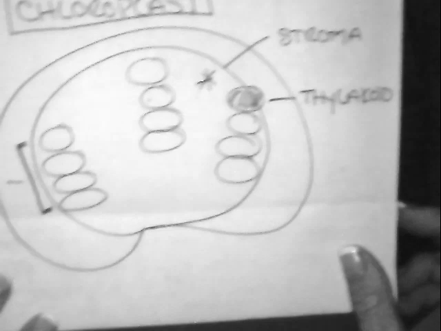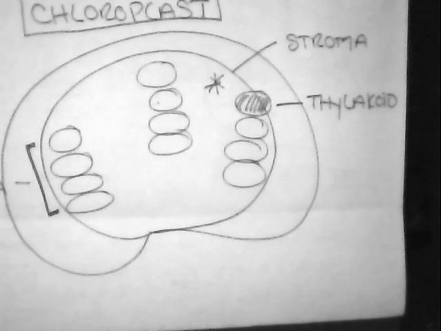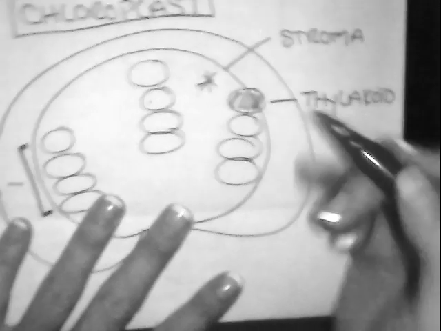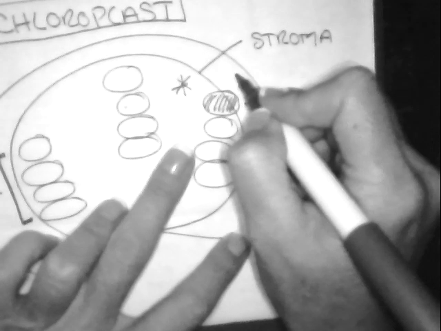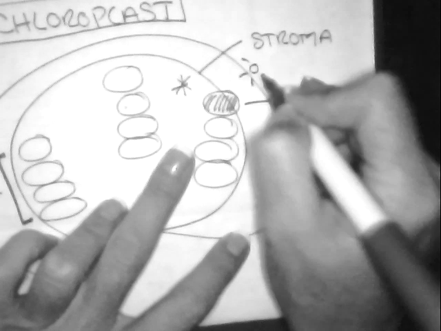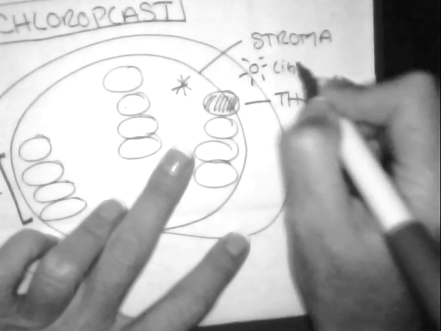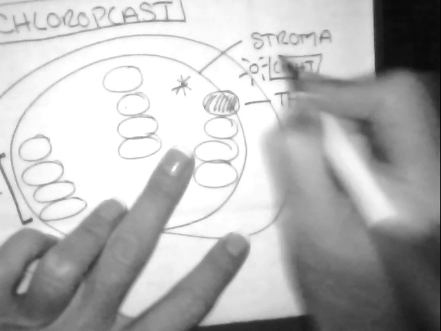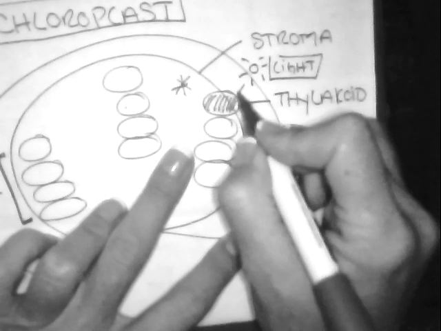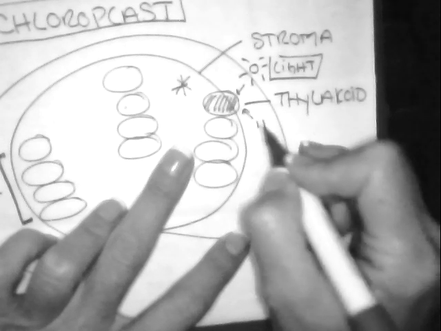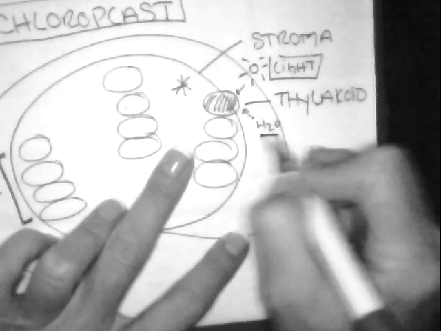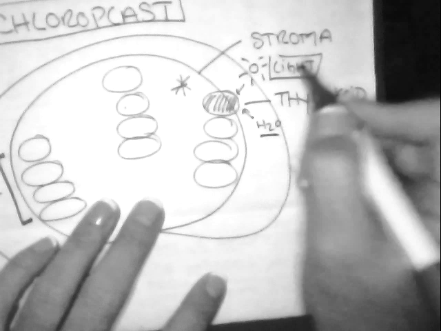Now, with photosynthesis, we actually have two parts that we're going to talk about, the light reaction and the dark reaction. So, thylakoids here are going to be attracting sunlight. Hence, this is part of the light reaction. Also, thylakoids attract water. So, here's our H2O. So water and sunlight is part of the light reaction.